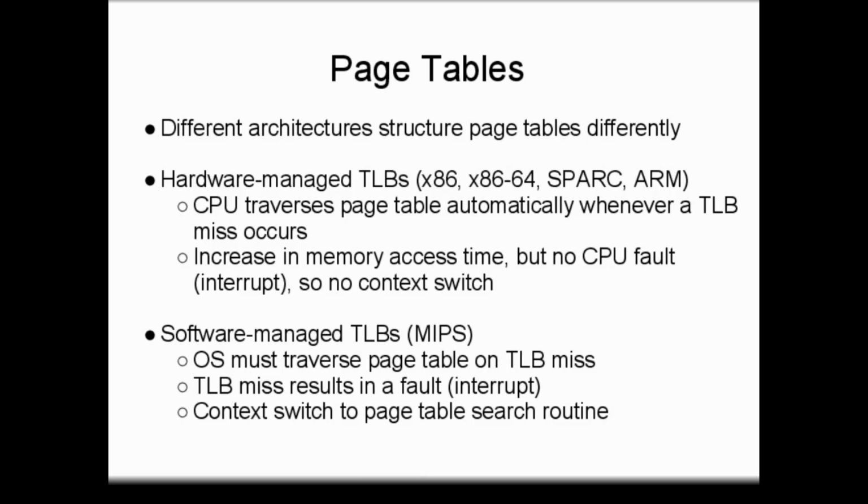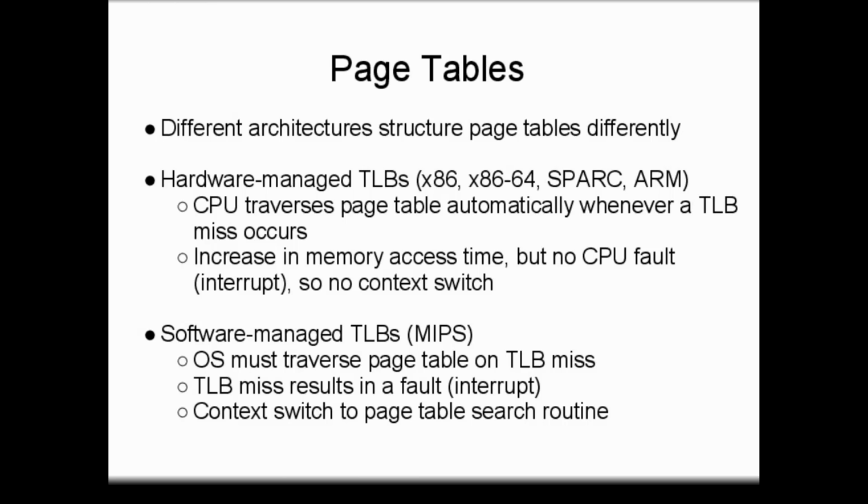Recall from the previous lecture that the page table stores mappings between page numbers and frame numbers. Whenever a TLB miss occurs, the page table must be searched to find the appropriate mapping. CPUs have differing levels of support for managing and searching the page tables automatically. On most modern systems, including x86-64 and ARM CPUs, the page tables are managed and searched by the CPU automatically upon a TLB miss. This search increases the memory access time, but no fault or interrupt is generated. As a result, the CPU does not have to perform a context switch.